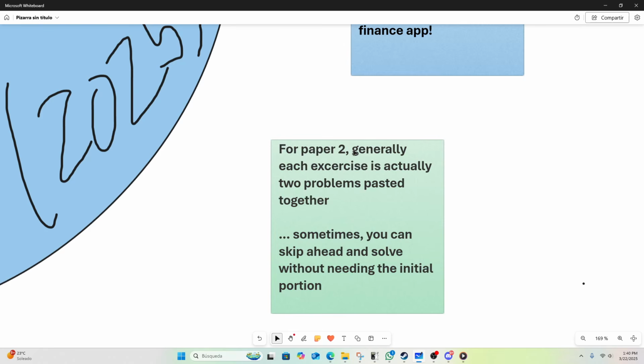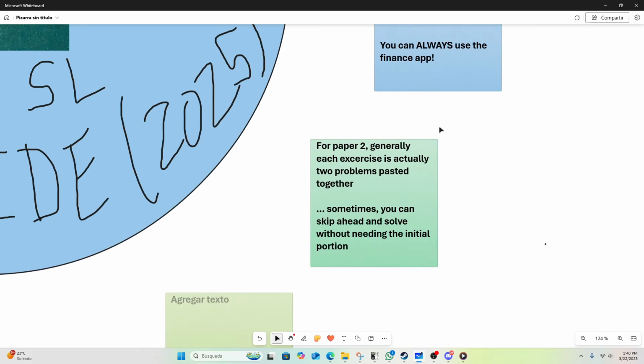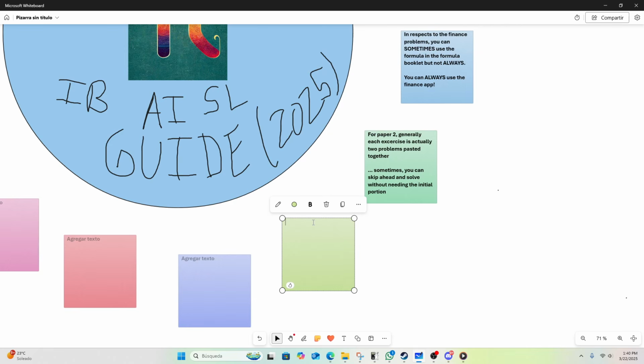For paper 2, generally, each exercise is actually 2 problems pasted together, and sometimes you can skip ahead and solve without needing the initial portion. Other times, part A is essential for part B, so it can be a hint. And yeah, there is the other scenario where A would not depend on anything for B, and vice versa. And so then you can skip ahead and solve it without needing the last part.